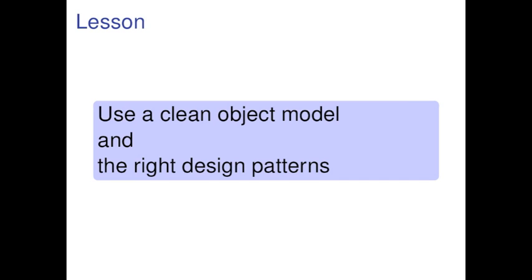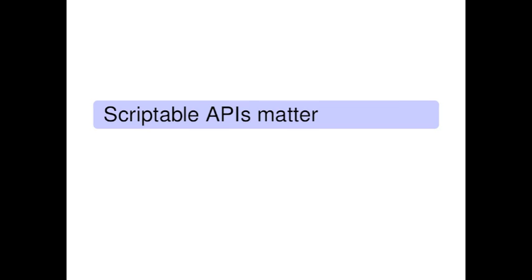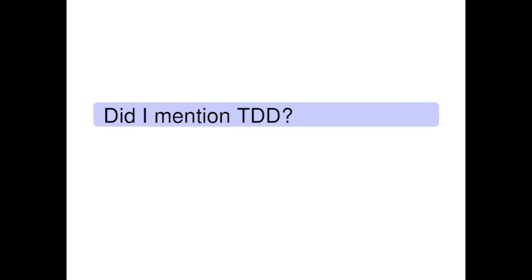Here's a summary of the lessons. Use a clean object model and the right design patterns. It really, really makes a difference. All of these features came out simply because of that. Traits are a big deal. The instant you switch over, it kind of forces you to use a model view controller approach. It forces you to make sure you're focusing on your object model. Scriptable APIs really matter. TDD. And of course, Python docs.